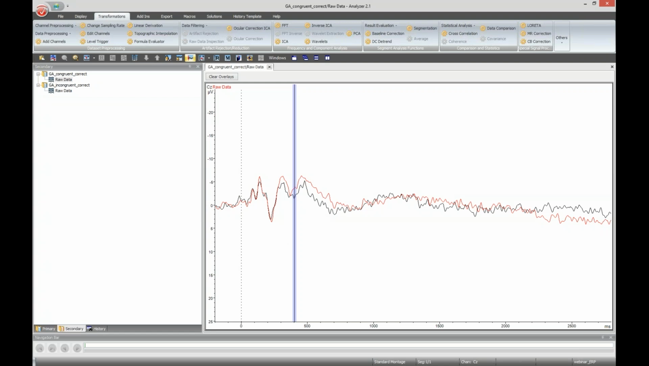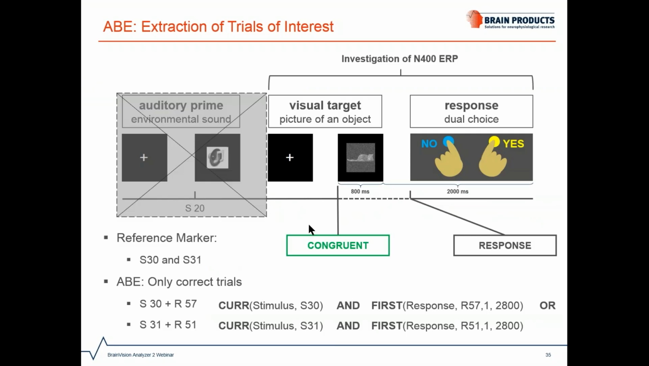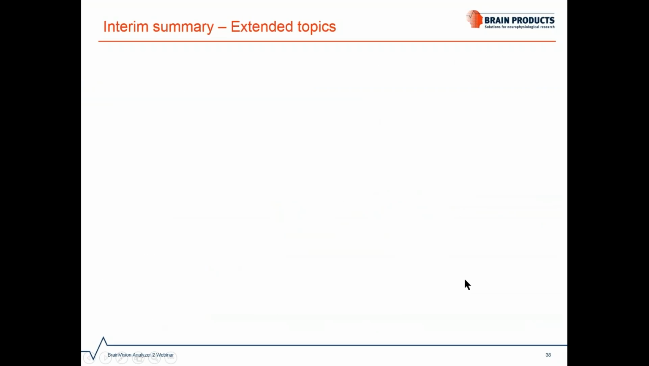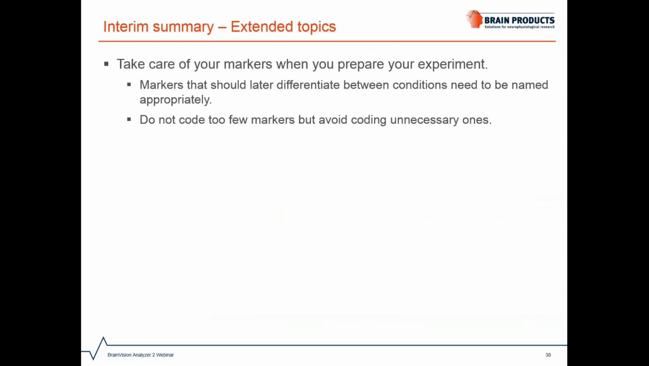Let me jump back to the slides and sum up the second part. Always make sure that you have sufficient markers coded in your experimental paradigm, and also that they are named appropriately to differentiate them. Please note, though, that it is also possible to have too many markers. That might be disturbing. You can, of course, delete those again offline in Analyzer and concentrate on the others. But it also makes sense to think of which markers are really needed at a time when you program your paradigm.